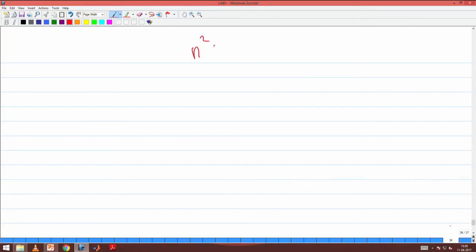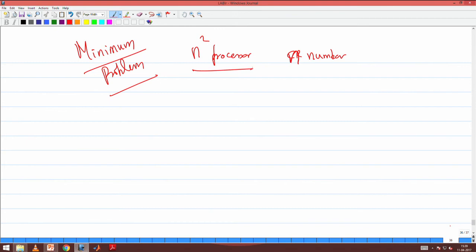So n squared processors, n numbers, this is about the minimum problem: n squared processors, n numbers, constant time on CRCW, right. Okay. Now how will I do it?